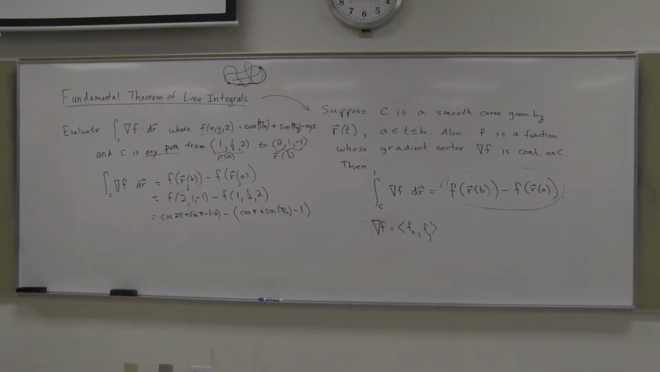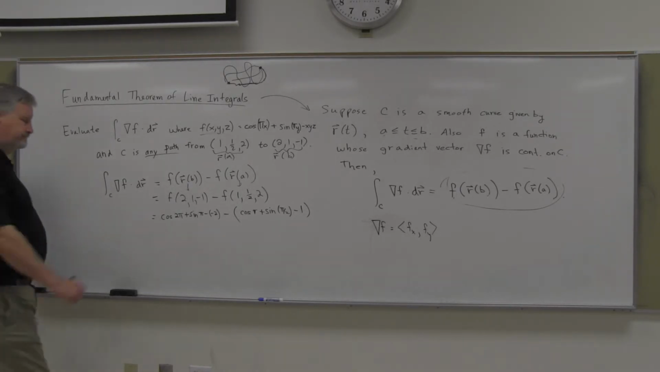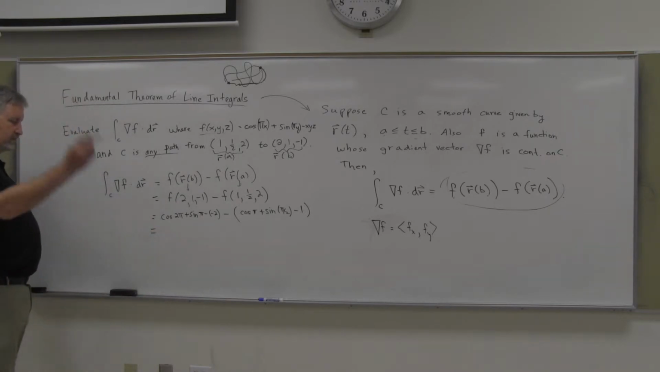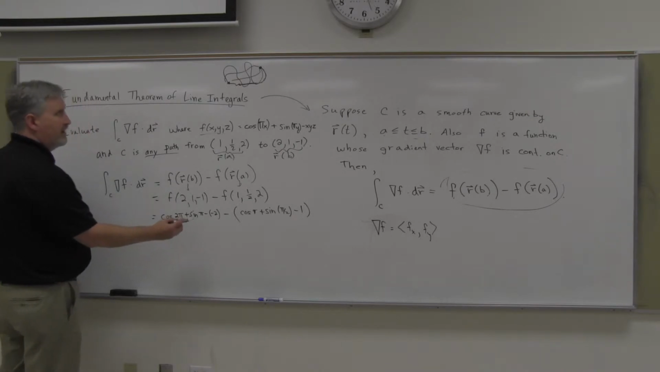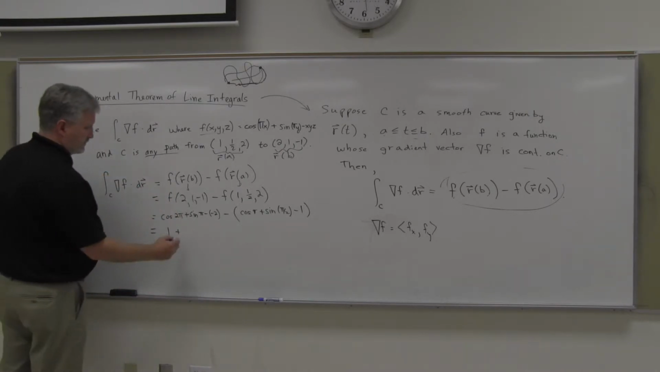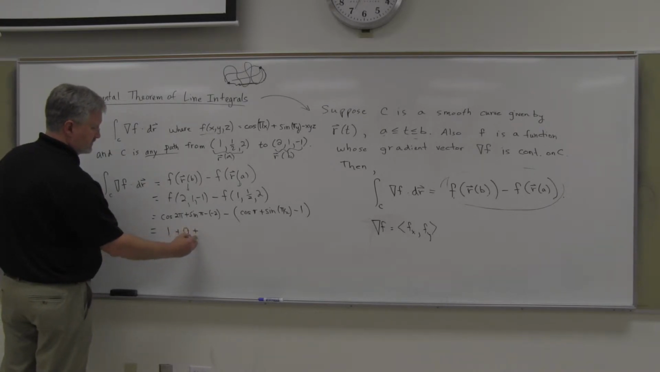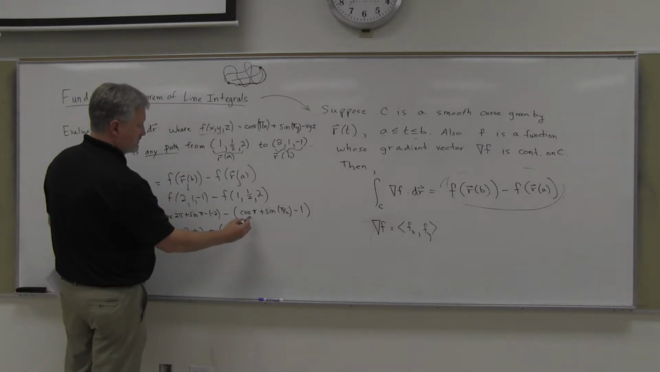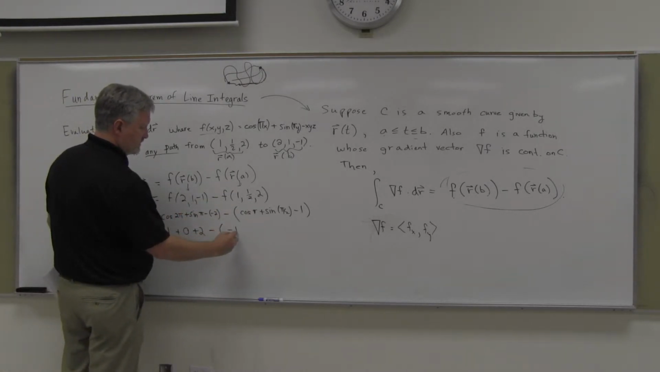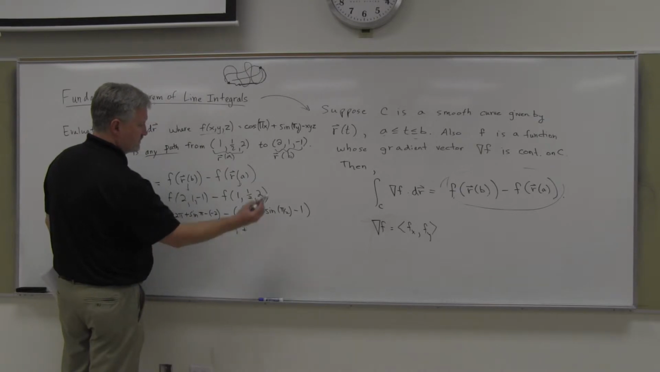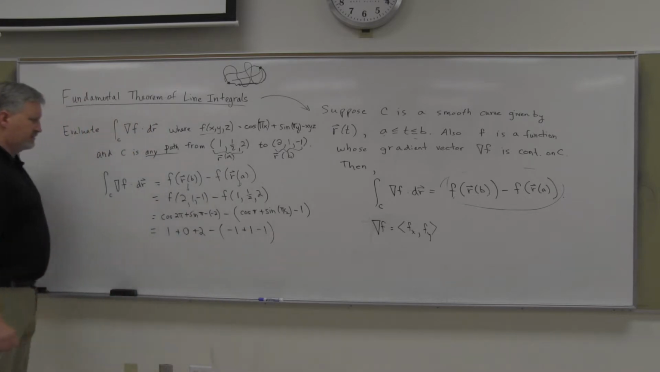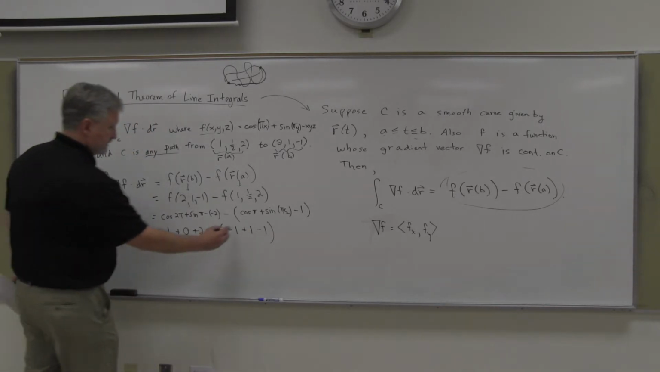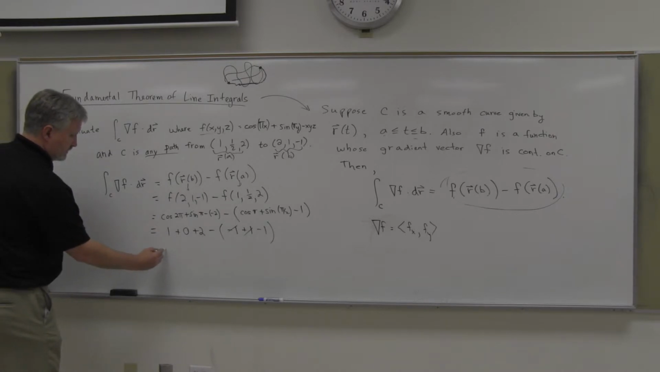Just plug it in. Cosine of 2 pi, that's all the way back around, so that's the same as cosine 0, so that'd be 1. Sine of pi, well, it's 180 degrees, so 0, plus 2, then minus cosine of pi, so that would be -1, sine of pi over 2, positive 1, minus 1. See if you believe that. So it just cancels. Looks like it's 4.